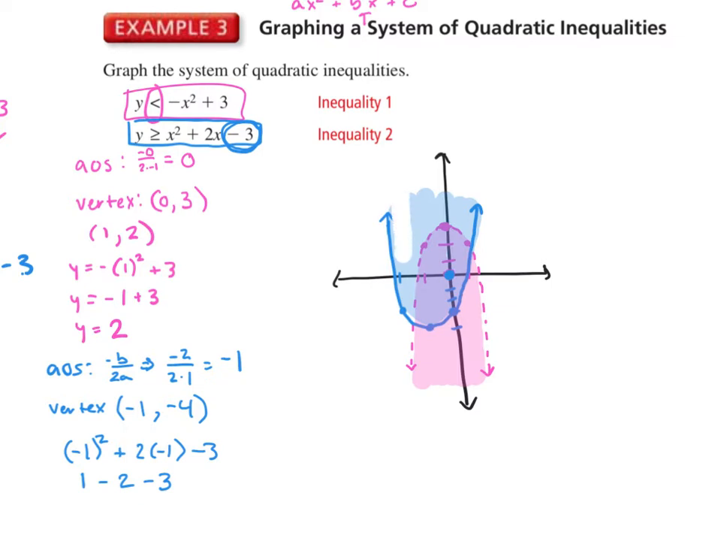So we would erase everything in blue that's outside, because all we're looking at is what's in common. So it's just the purple part. My eraser's too big for this, but it's fine. So our answer is just the purple part. So our graph of this system is just our shaded purple part here.